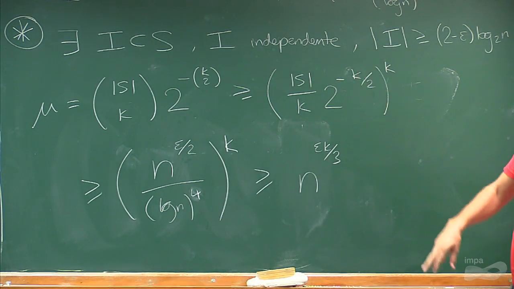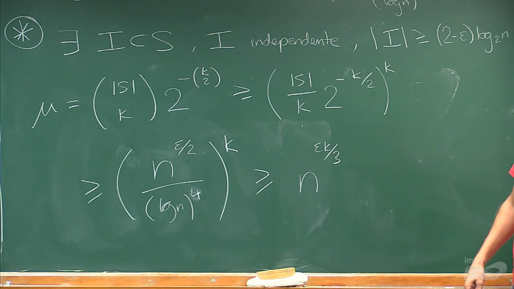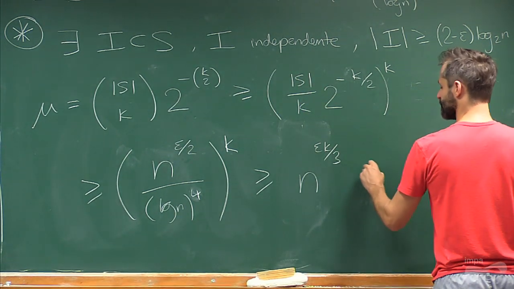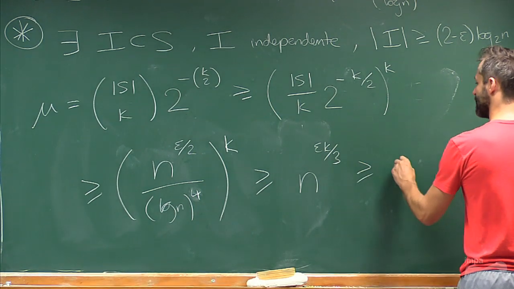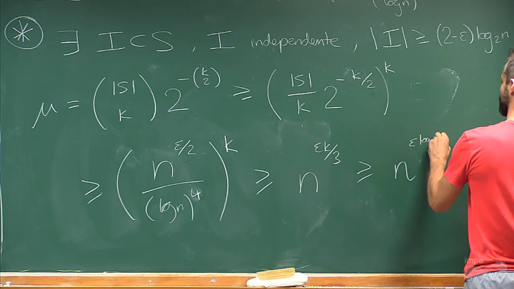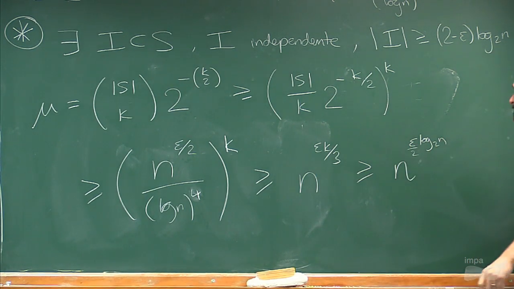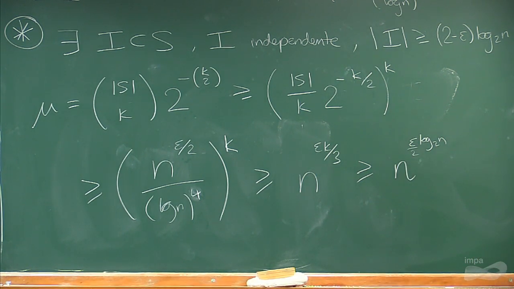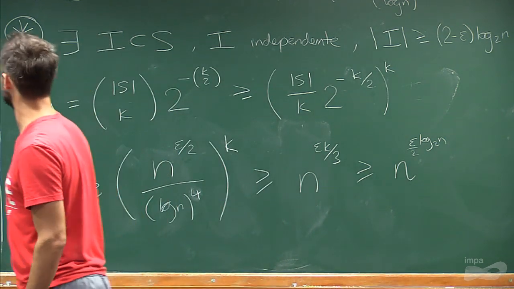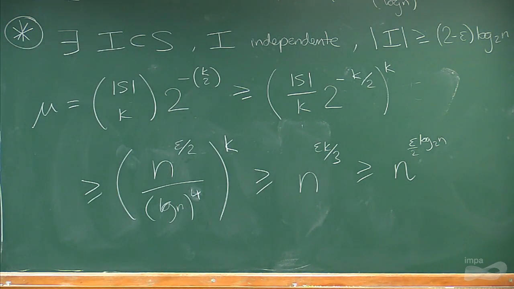And k is, what am I talking about? Ah, yes. K is like log n. It's at least n to the epsilon log to the base 2 of n over 2 or something. Okay? So mu is like n to the log n. Okay. What's delta? Maybe I'll do delta here. Can I erase this?